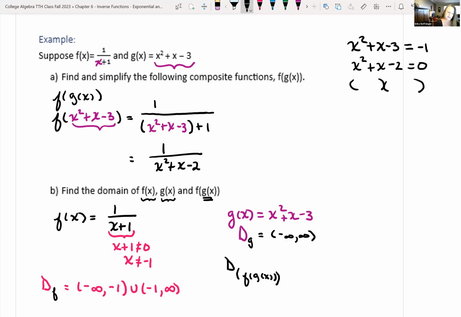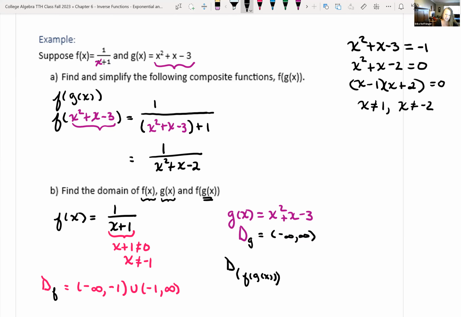And so looking at that, it looks like it's factorable. There are two numbers that multiply to -2 and add to +1. So that would be a +2 and a -1. So x minus 1 all times the quantity x plus 2. So x cannot be 1 and x cannot be -2. Those would be the values that would spit out -1.